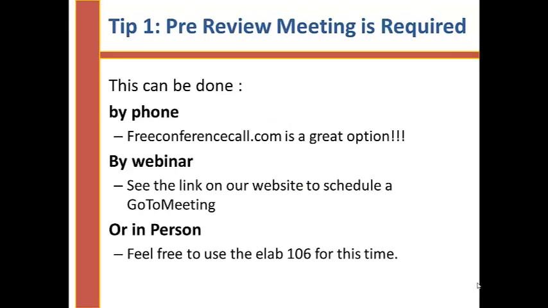First, I want to remind you the first tip is that a peer review meeting is required. Every new peer review team has a QM chair as well as 2 other meeting members. This meeting can be done by phone. Freeconferencecall.com is a great option and one I actually use. Or you can do it by webinar. You can go to our website to figure out how to schedule a GoToMeeting. Or you can do it in person, and you can always come to our eLab 106 to do this.